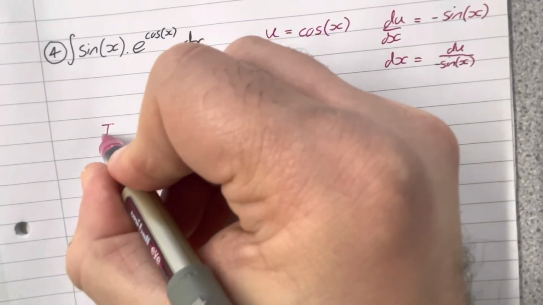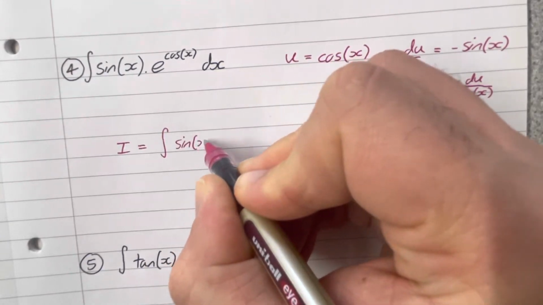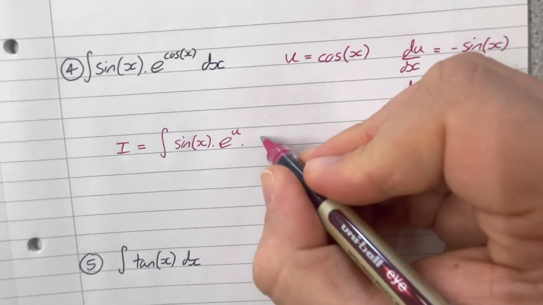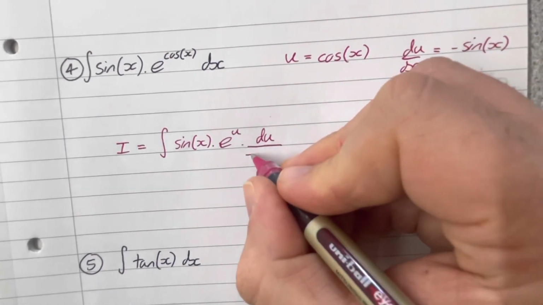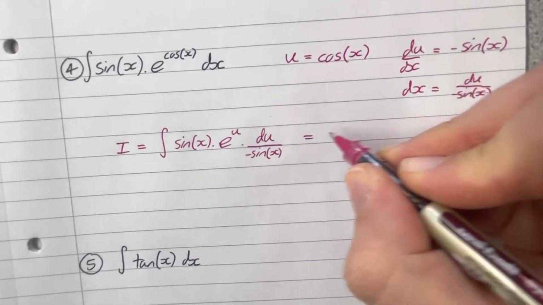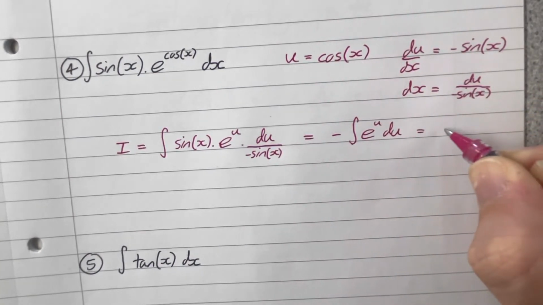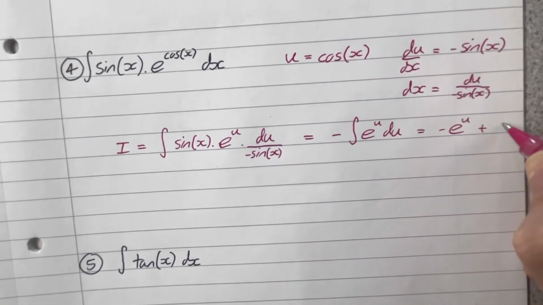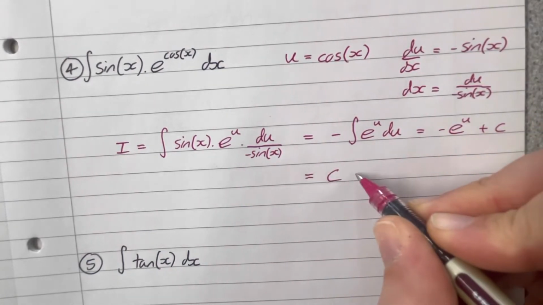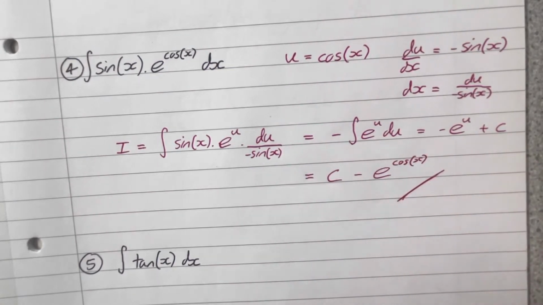So we end up with the integral being the integral of sine of x times e to the u times dx, which is du divided by minus sine of x. Again, you can see the sine of x's cancel, and we're left with the negative of the integral of e to the u du, which is minus e to the u plus c. And of course, the final step, don't forget to put it back in terms of x. So it's going to be c minus e to the cos of x. And that's the answer.